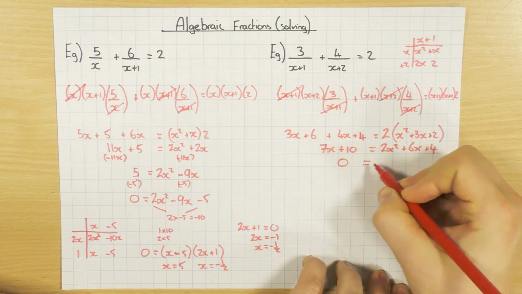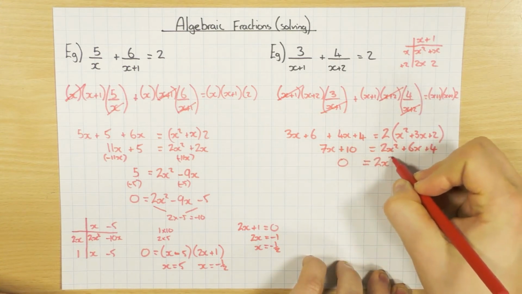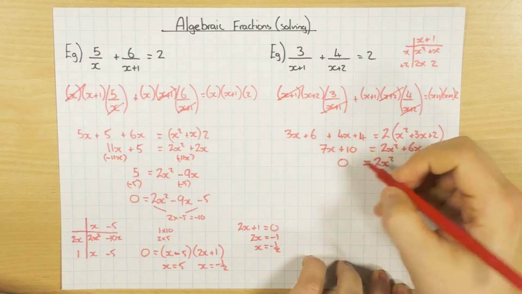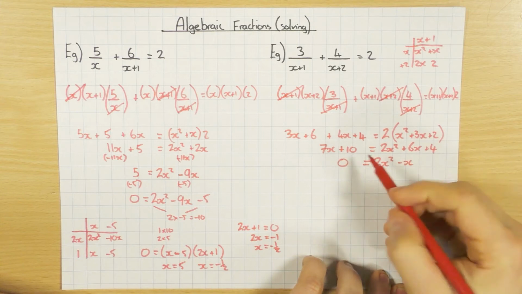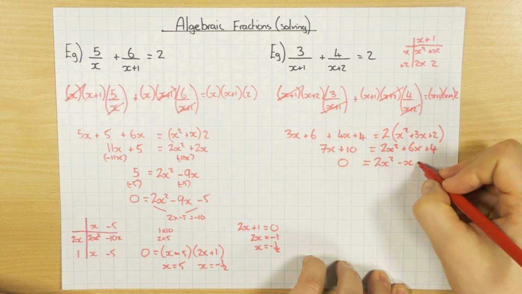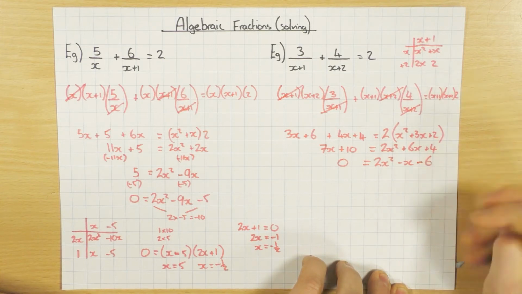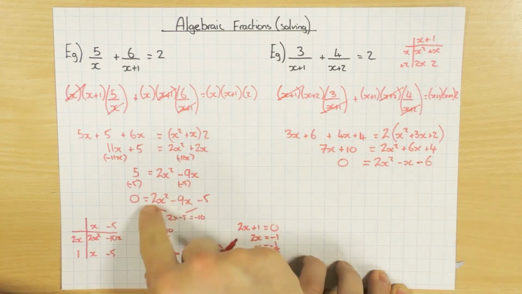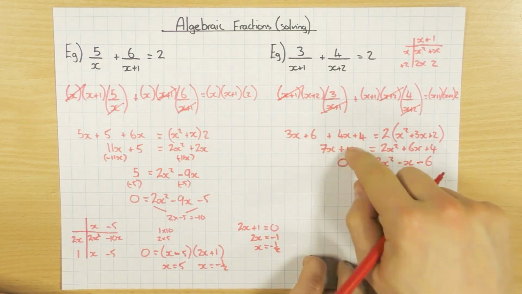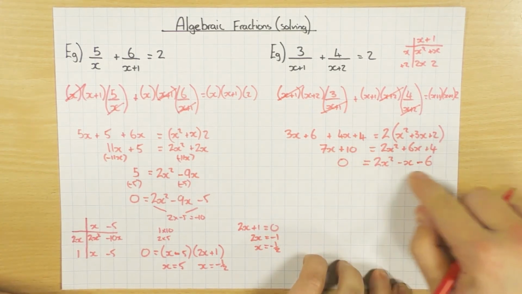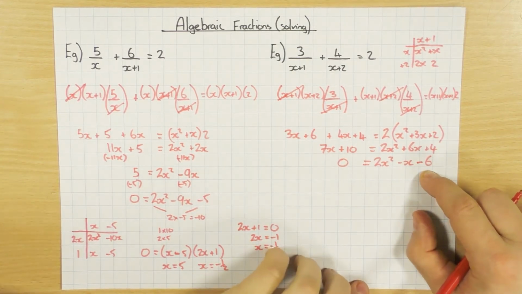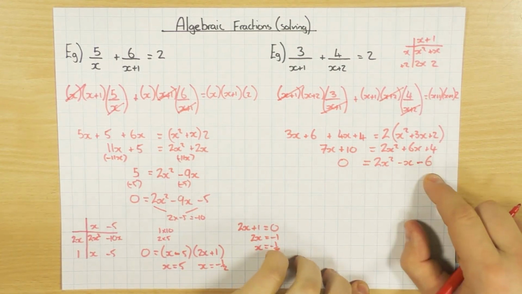So it'll be 0 equals, obviously I'll have my 2x squared stays the same, but if I take away 7x from both sides, 6x take away 7x is minus x, and then 4 take away 10 will give me minus 6. Okay, so I haven't included those steps there, I've just done it in one lump sum. Take away 7x from both sides, take away 10 from both sides. Leaves us with this, and again, calculator, use a quadratic formula. Non-calculator, we can factorise it.